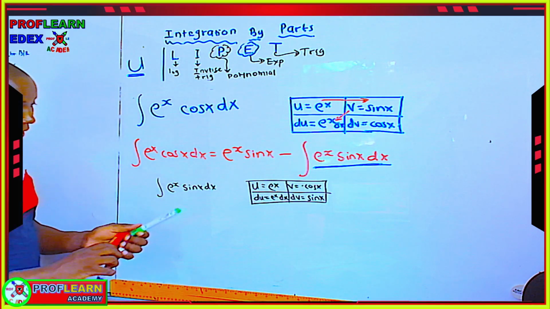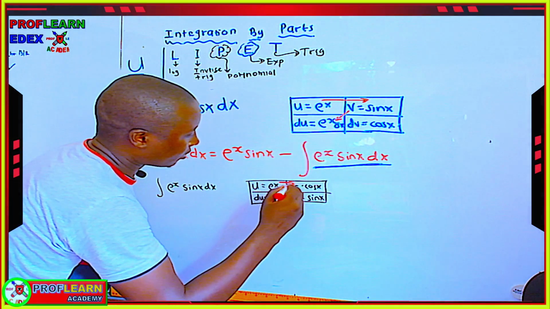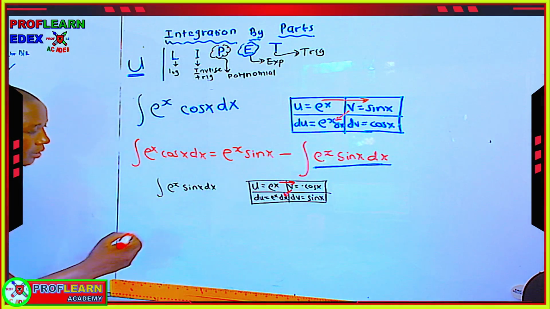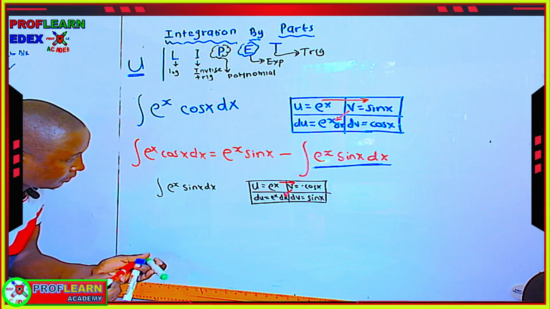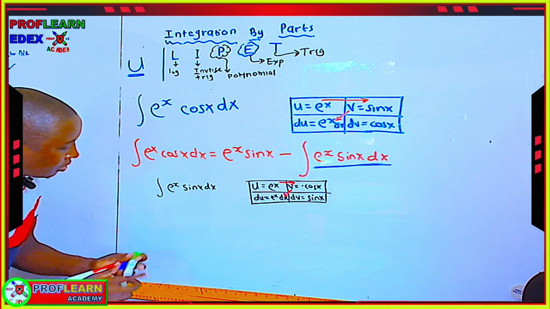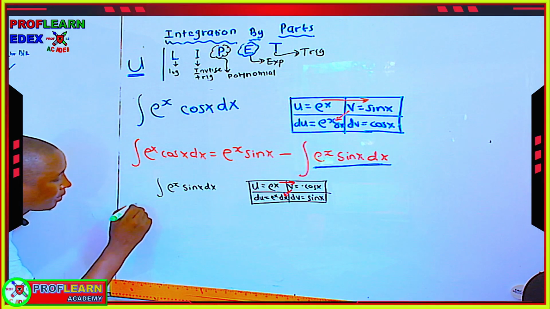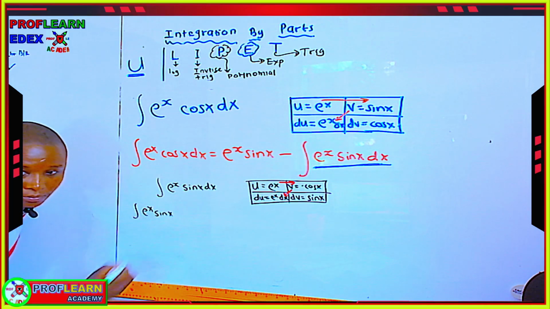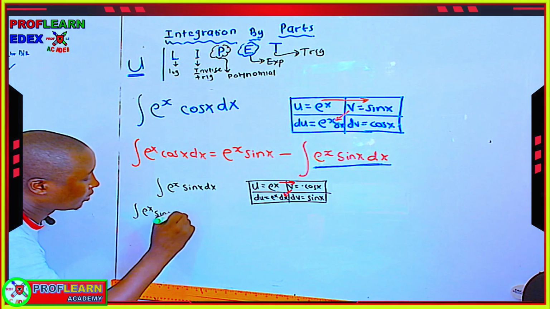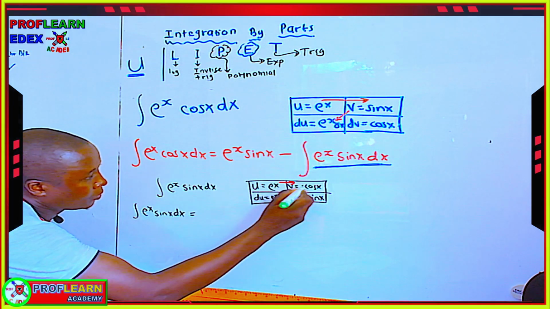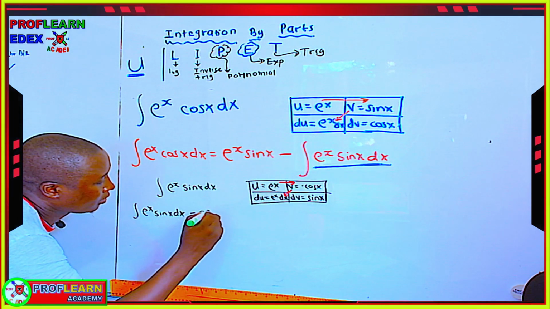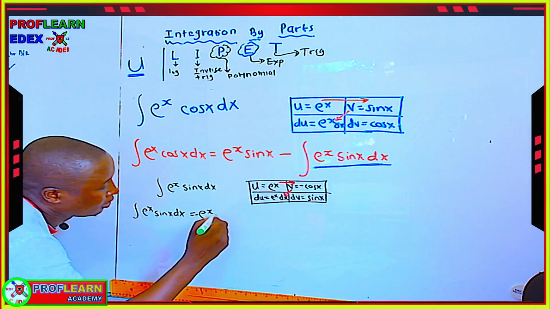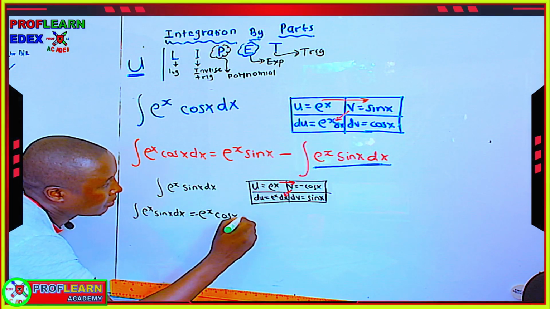Then, as we said, we are going to multiply across and then multiply diagonally. So our expression here that we are talking about will become the integral of e^x sin x with respect to x, multiplying across, it will be e^x, negative, of course, because of this negative sign here, cos x.